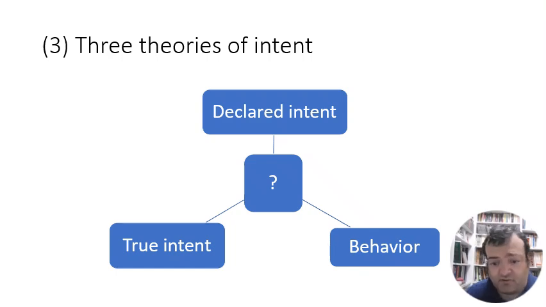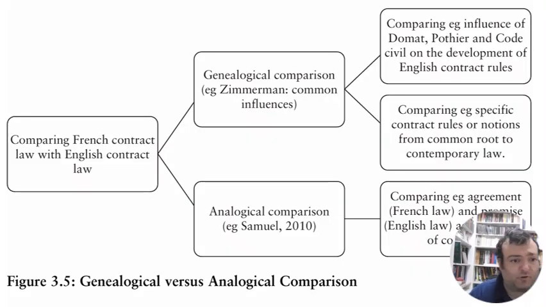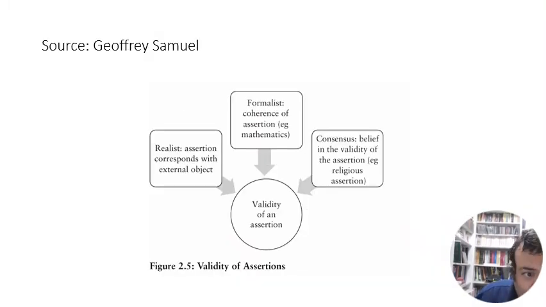The next two slides, I will leave it for you to read them. I will explain them quickly. In this slide, also taken from a book from Geoffrey Samuel about methodology, he distinguishes between what he calls genealogical comparison, meaning comparing through history, and analogical comparison, comparing without taking into consideration the historical evolution of the law. And finally, the same author also speaks about three ways of validating an assertion.